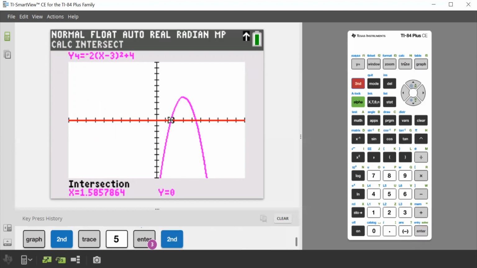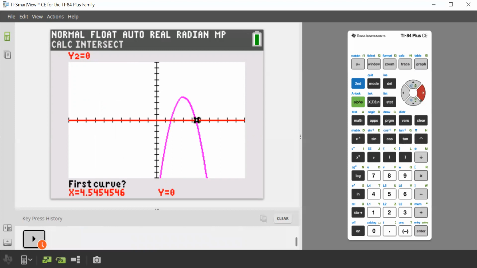How the TI does it, it says first curve, it's on the red horizontal line, enter. Then it says second curve, it shows me it's the pink one, guess, who cares, enter. There it is, there's my first x-intercept. To find the next one, I repeat the procedure, but this time I just need to move my cursor over to the other one, and I do the same thing. First curve, second curve, guess, who cares, there's that.